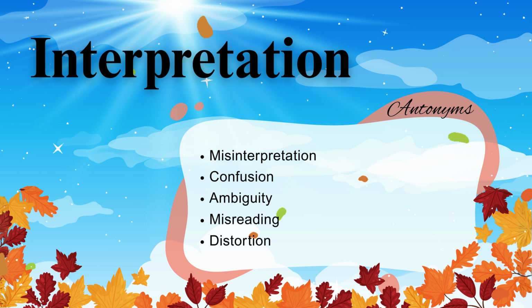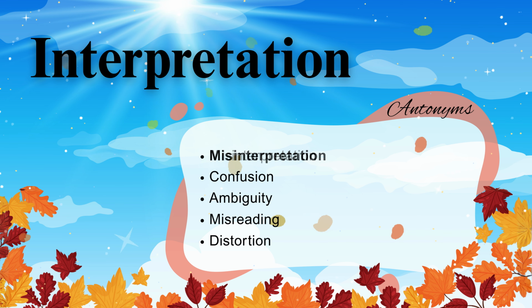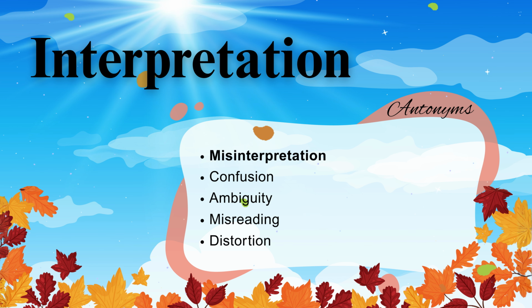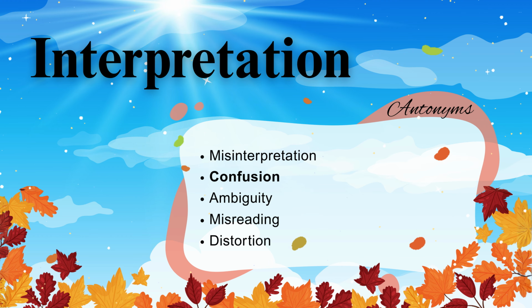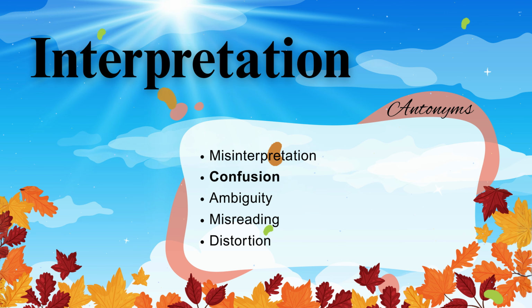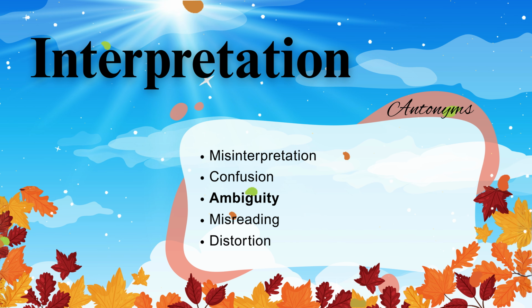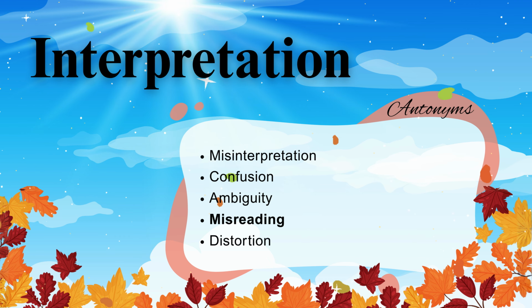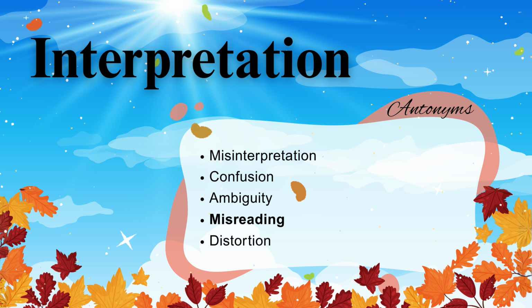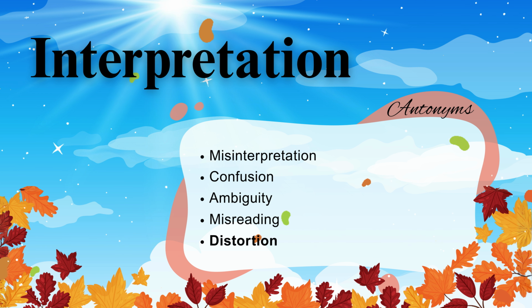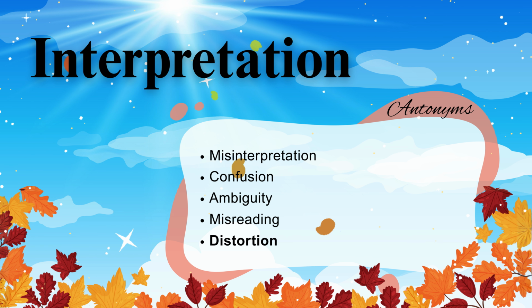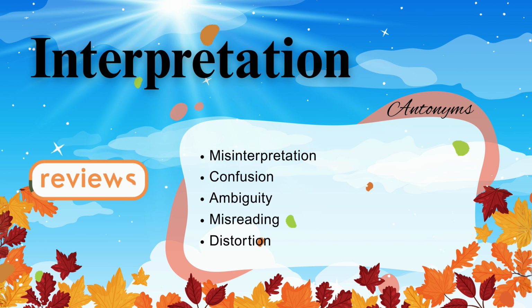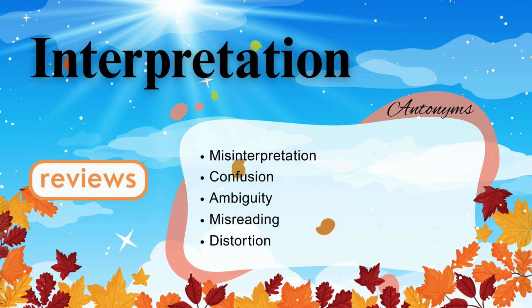Now let's look at the opposites of interpretation. Misinterpretation, like explaining something the wrong way. Confusion, like not being sure what something means. Ambiguity, like when something can mean too many different things. Misreading, like misunderstanding what's really being said. Distortion, like twisting the meaning until it's no longer true. Those can happen when we don't take the time to really think about meaning.